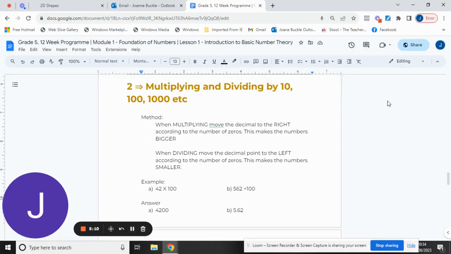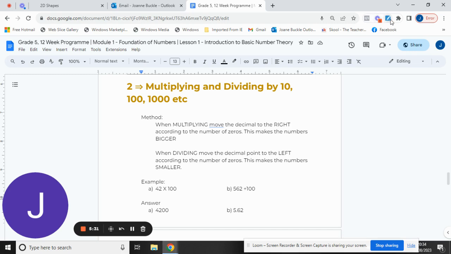Okay, next up then we have multiplying and dividing by 10, 100 and 1,000. So multiplying is making the number bigger, isn't it? If you're multiplying by a number greater than 1, you're going to be making the number bigger. So you're moving the decimal point to the right of the number because moving it to the right is going to make the number bigger.